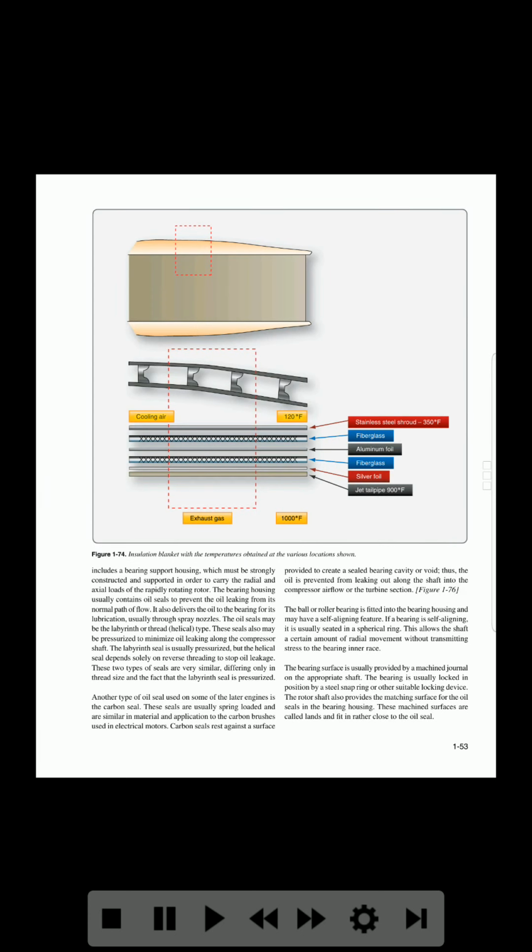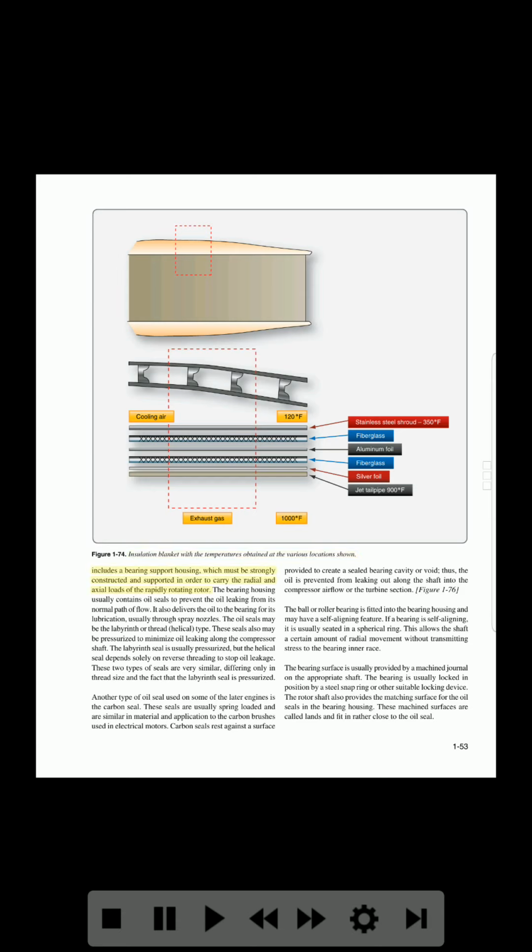Cooling air 120 degrees F. Stainless steel shroud -350 degrees F. Fiberglass, aluminum foil, fiberglass, silver foil, jet tailpipe 900 degrees F. Exhaust gas, 1000 degrees F. Figure 1-74. Insulation blanket with the temperatures obtained at the various locations shown.